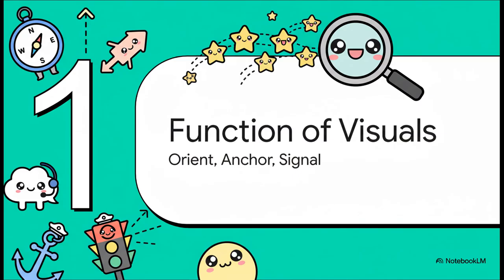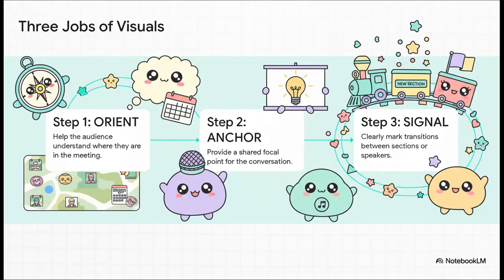First things first, what is the function of a visual? It's really important to remember that every single visual you show has to have a specific job to do. And really, there are only 3 jobs. A visual can orient your audience, kind of like an agenda slide that shows them where you are on the map. It can anchor the conversation, giving everyone a single thing to focus on, like a speaker's name. Or it can signal a change, making it clear you're moving to a new section. Bottom line, if your visual isn't doing one of these 3 things, you probably don't need it.